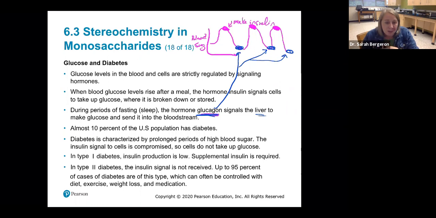In type 2 diabetes, your body makes insulin just fine, but your cells don't recognize that insulin as a signal. And so even though you've eaten, your body's produced the insulin, your cells still aren't taking that sugar in. This is really about 95% of the cases of diabetes, and that's type 2. A lot of times, type 2 diabetes can be controlled with diet, exercise, weight loss, and medication. You don't have to have things like daily insulin injections.